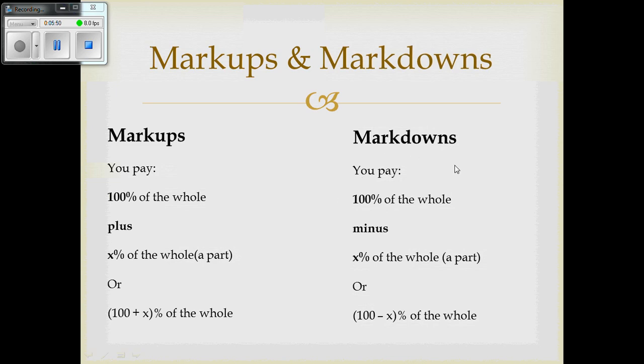For a markdown, what you're going to pay is 100% of the whole minus X% of the whole. So we're going to be subtracting out here 100 minus whatever percent they say is being discounted or marked down.